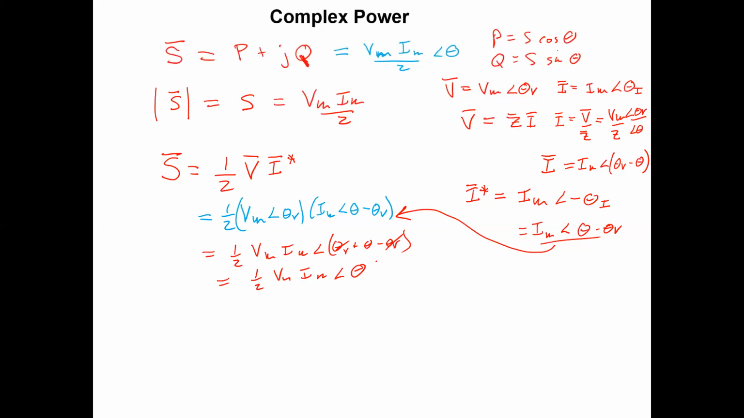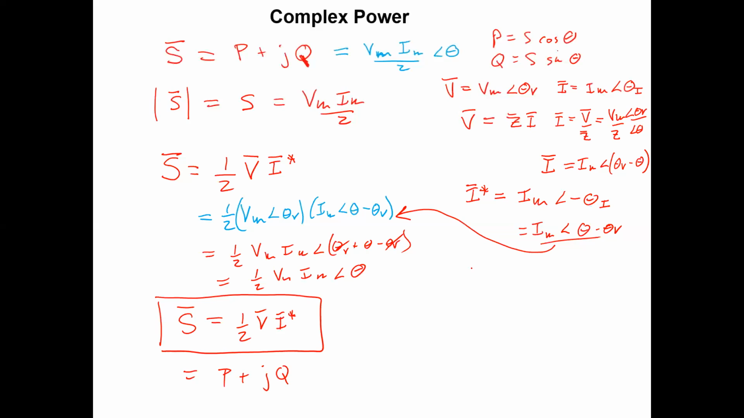And so the formula is a pretty nifty formula. Again, it's just one of those things where we're sort of hacking complex numbers to be able to do this a little more conveniently. That is the formula for complex power, which also equals P plus JQ as a result.